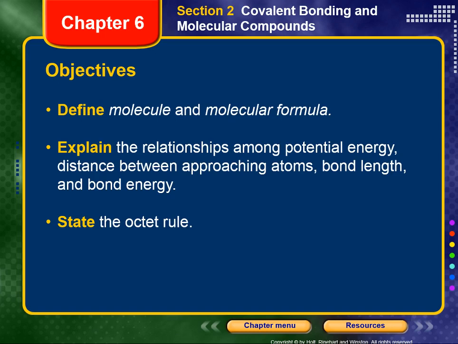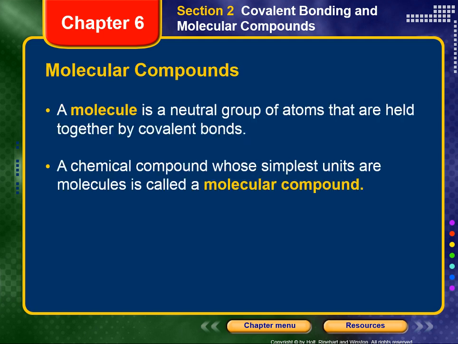At the end of this video, you should be able to define molecule and molecular formula, explain the relationships among potential energy, distance between approaching atoms, bond length, and bond energy, and state the octet rule. Chapter 6, Section 2, Covalent Bonding and Molecular Compounds.